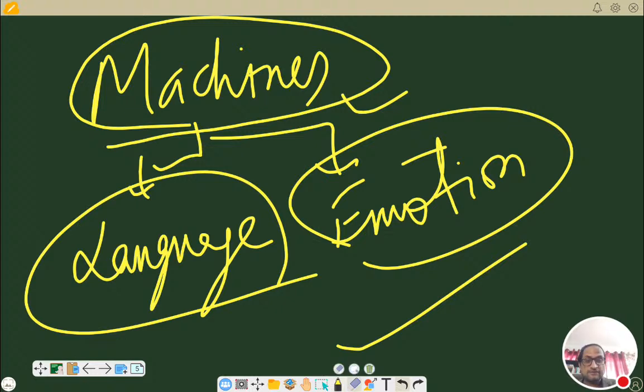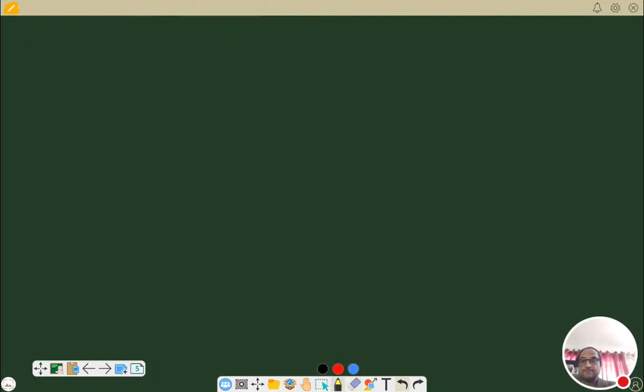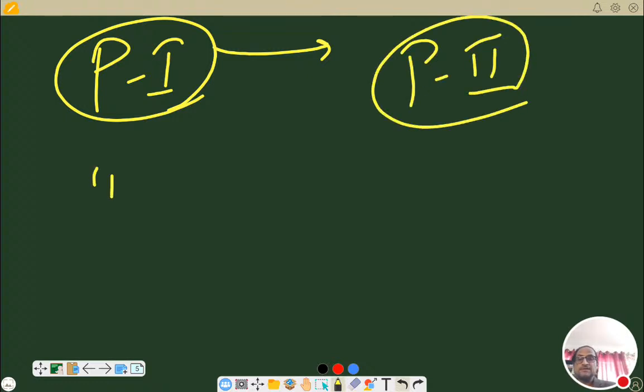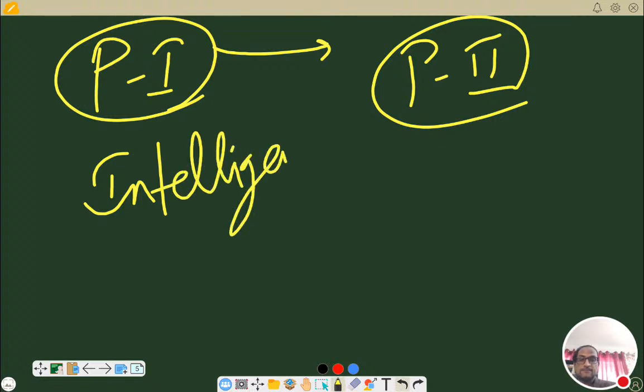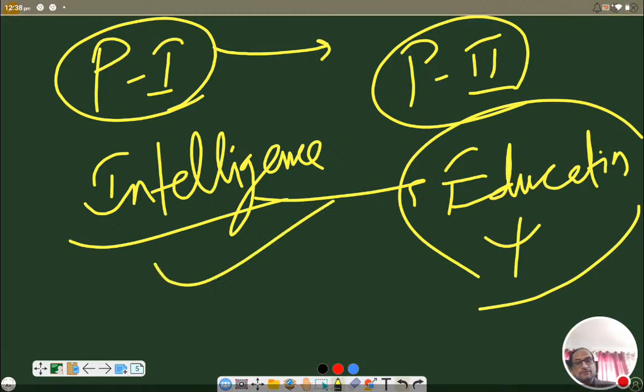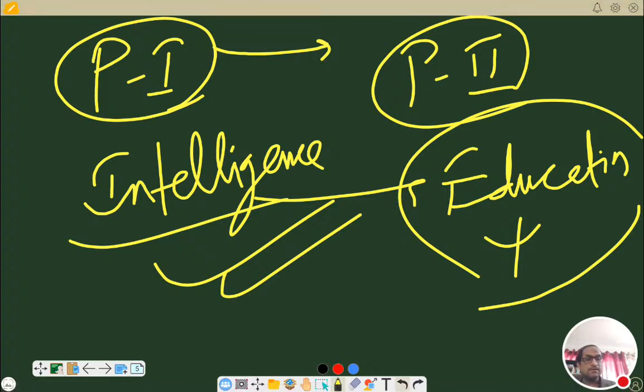When we are studying the cognitive revolution for paper 1, P1, we'll also keep on applying it for your paper 2. Just as an example, when we study intelligence here, we'll apply it in educational psychology. It will be covered in one go. We need not do it in various chapters.